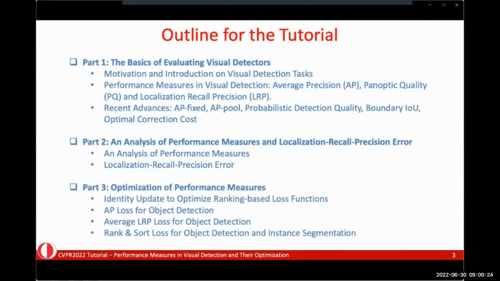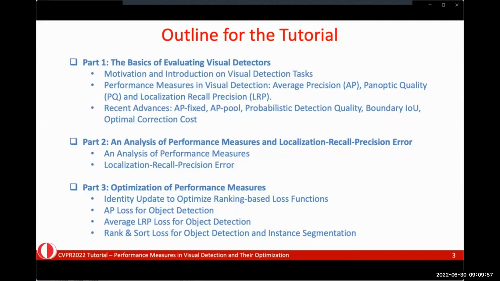In the final part, we will talk about the optimization of performance measures. We will draw your attention to an often overlooked fact, which is the discrepancy between the training objective and evaluation measure in visual detection. A typical example of this discrepancy would be an object detector which uses some sort of cross-entropy loss and L1 loss as training objectives, but its performance is evaluated by average precision. These objectives are obviously not the same.